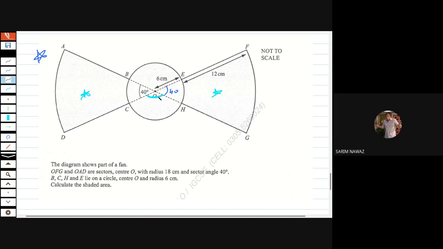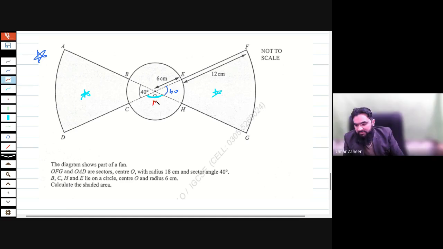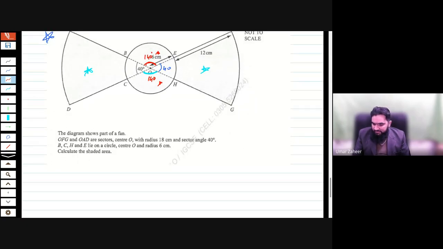There, it's 180 minus 40. Yeah, that is going to be 140, and this is 140 as well. So these two sectors are going to be exactly the same. So what we have to do is find the area of a sector, multiply by 2, and the area of another sector, multiply by 2. That's what we have to do.